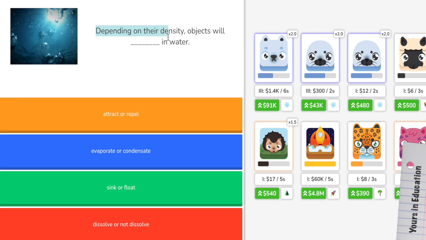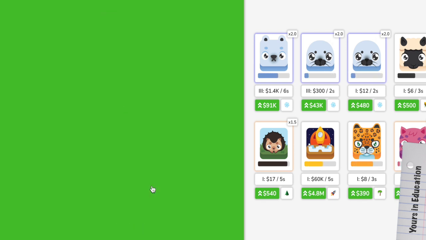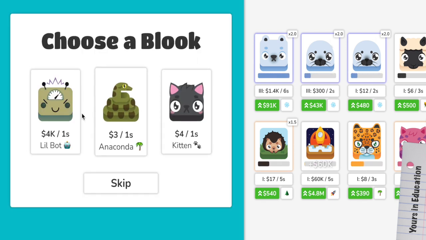Depending on their density, objects will attract or repel. That's magnetism. Evaporate or condensate. That's the water cycle. Sink or float, yes. Dissolve or not dissolve, that is solubility. So that's it. Choose a block.